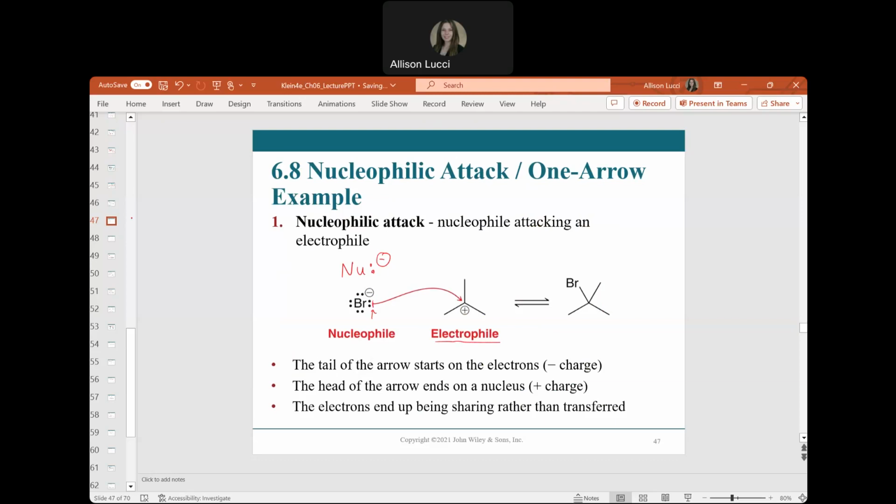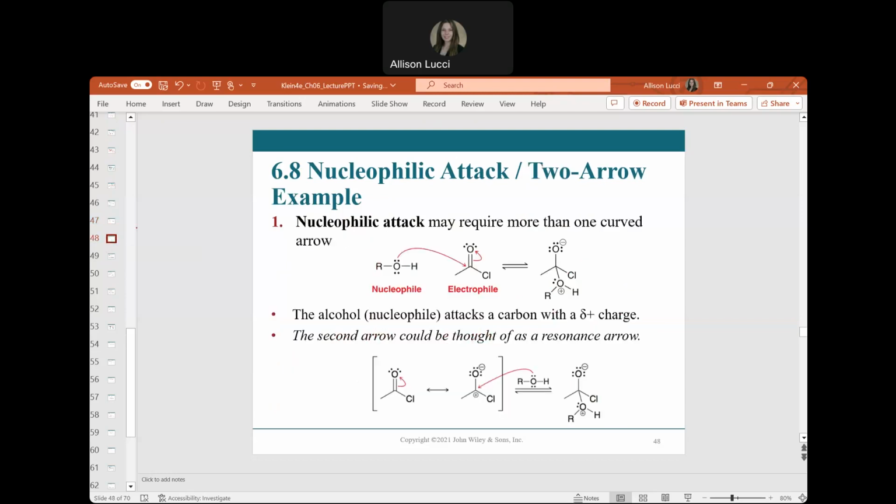So again, our carbocation is our electrophile. It's electron deficient. So this nucleophile, the tail of the arrow is where the electrons from the nucleophile begin, and the head of the arrow is pointed at the electrophilic site, and then we see our product that results over here. Right, so the tail starts where the electrons are at the negative charge, the head goes where the positive charge is, and then the electrons are shared in this covalent bond at the end.